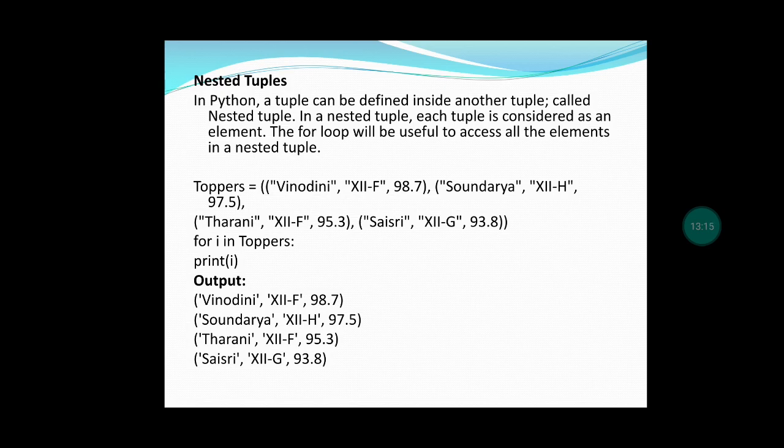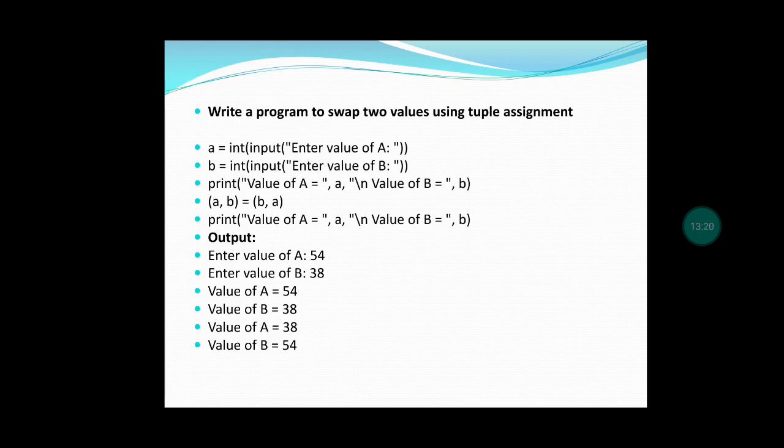Okay, I think you have understood about tuples from this. Let us see another example for the tuple, where the functions which you used in the list have also been used in this program. First we are getting the input from the user, 54 for A and 38 for B, and then we are printing the values, first A equal to 54 and B equal to 38. But after that we are giving A comma B equal to B comma A. So here the swapping is happening.